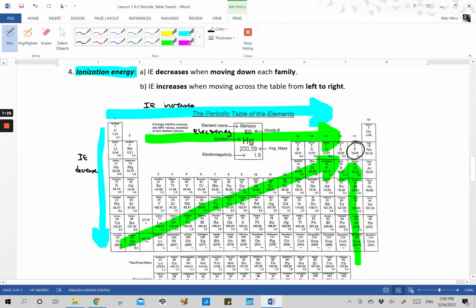Okay. So again, let's look at fluorine. Fluorine has the highest ability for attracting electrons. So it wants to keep all the electrons that it has gathered. Ionization energy is the amount of energy that you need to remove electrons from an atom. So any atom that has a high electronegativity would require a high amount of ionization energy in order to forcibly remove those electrons away from it. So that's why ionization energy has to increase moving from left to right across the periodic table.